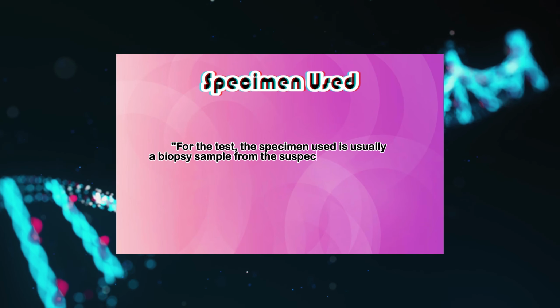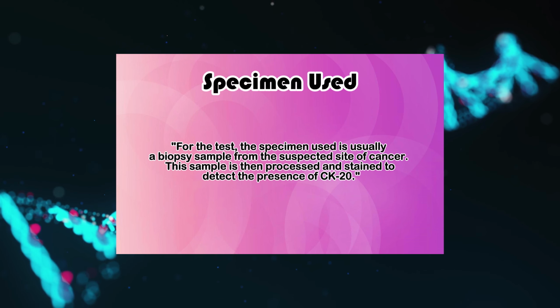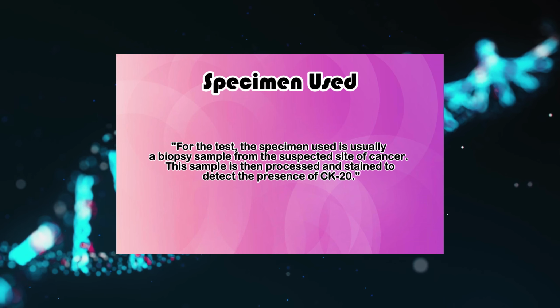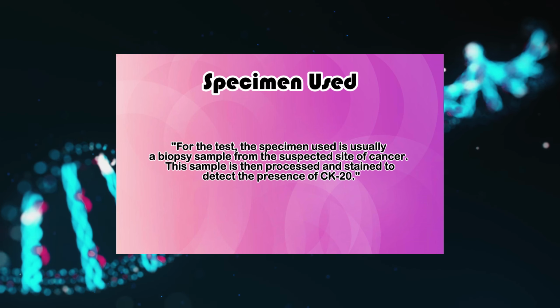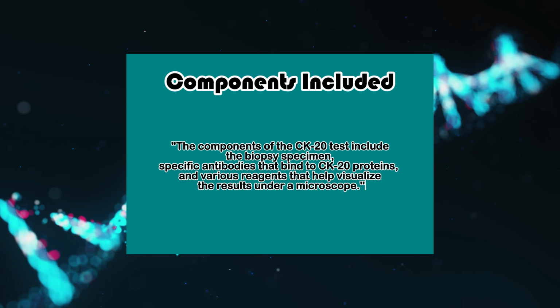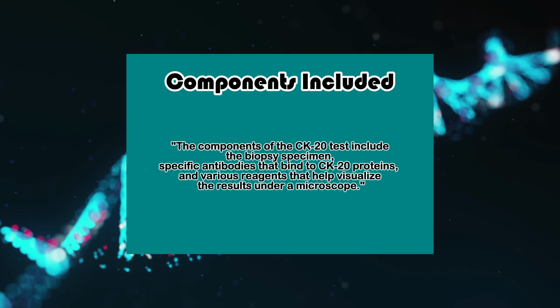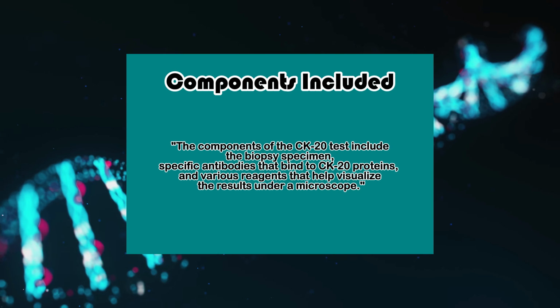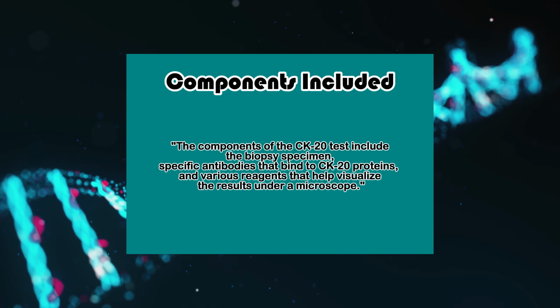For the test, the specimen used is usually a biopsy sample from the suspected site of cancer. This sample is then processed and stained to detect the presence of CK-20. Components included. The components of the CK-20 test include the biopsy specimen, specific antibodies that bind to CK-20 proteins, and various reagents that help visualize the results under a microscope.